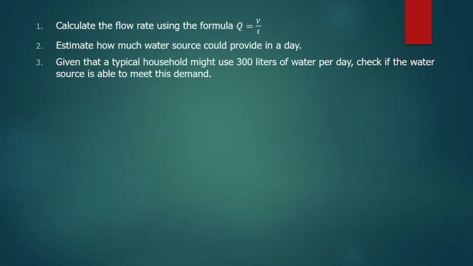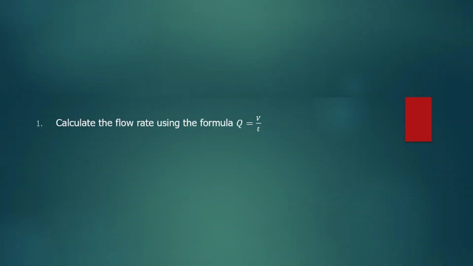Moving on, there are a few things we need to solve and answer. First is to calculate the flow rate using the formula Q equals volume over time. Second is to estimate how much water the source could provide in a day. And lastly, given that a typical household might use 300 liters of water per day, check if the water source is able to meet this demand.